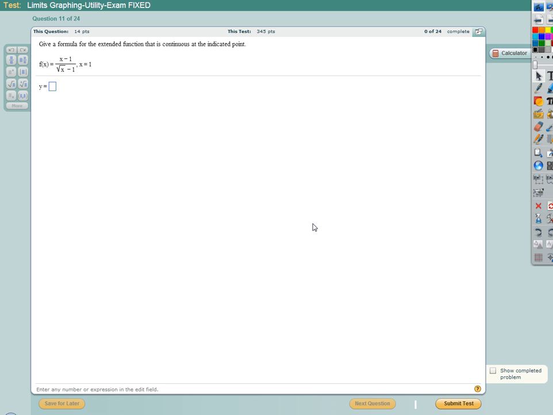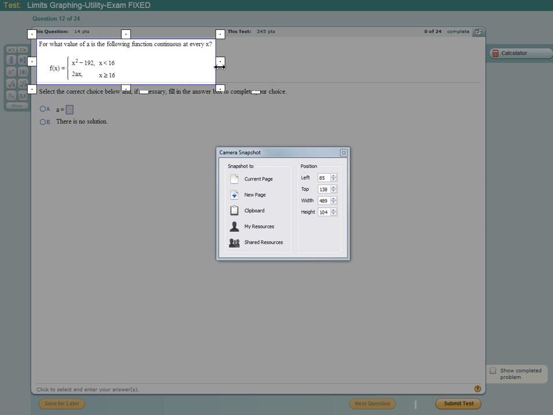Okay. What about this one? There's another one. So it says, for what value of a, slightly different here, for what value of a is the following function continuous at every x? You see that this is really just like the problem we just did also. It's almost the same thing, but this time it's a little bit disguised. We've got to figure out what's the limit of this function as x approaches 16, right? Actually, this is just slightly different. Different enough that we probably better take a look at it.